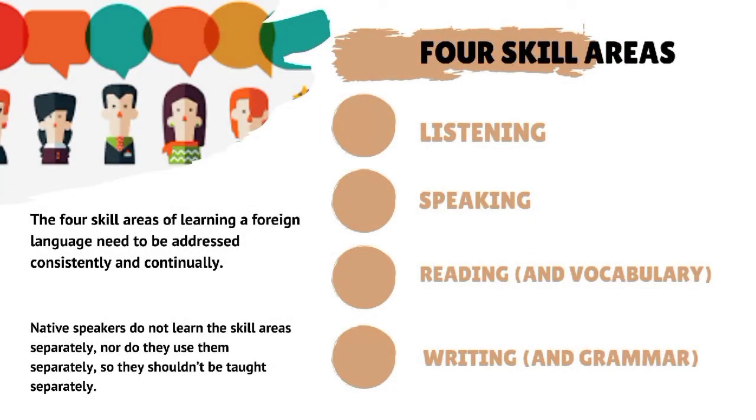Four skill areas. The four skill areas of learning a foreign language that need to be addressed consistently and continually are listening, speaking, reading and vocabulary, writing and grammar. Native speakers do not learn the skill areas separately, nor do they use them separately, so they shouldn't be taught separately.